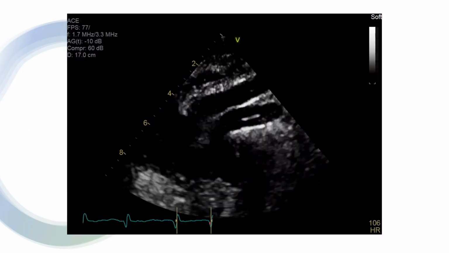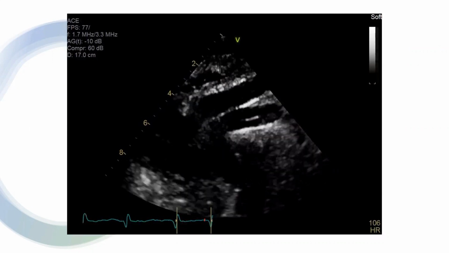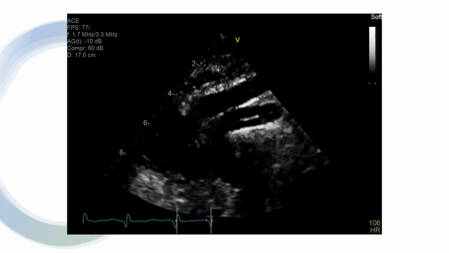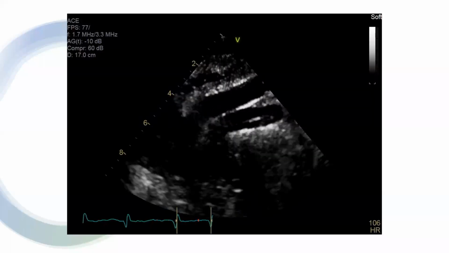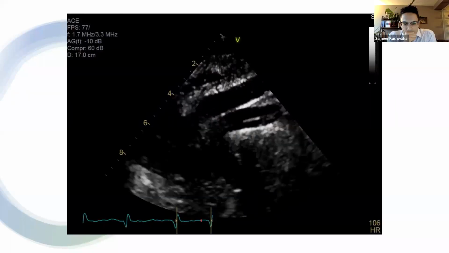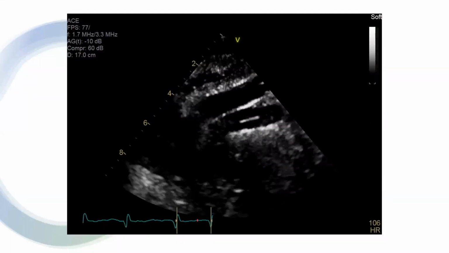Sure. So we're looking at a view of the aortic arch, and we see the branches coming off of it, and we see something in the left subclavian there that looks like it could be a dissection plane.